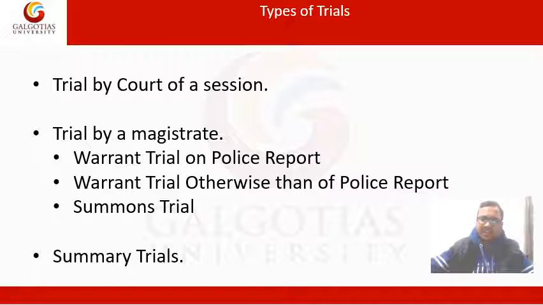Now these are further bifurcated under different chapters. So a trial by a magistrate can be a warrant trial on a police report. So first of all, it is a warrant trial, a trial of a warrant case.